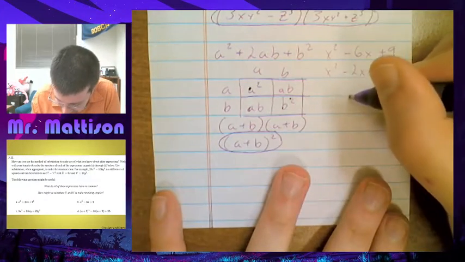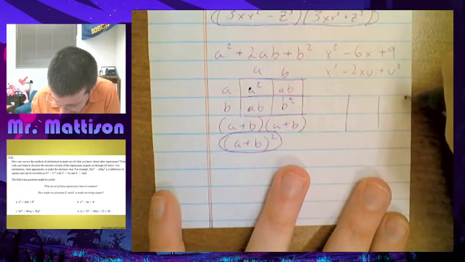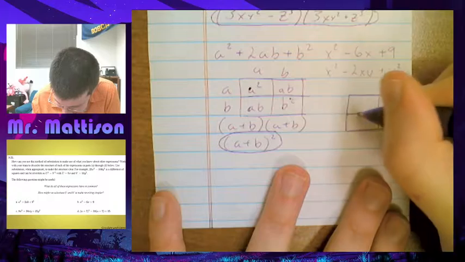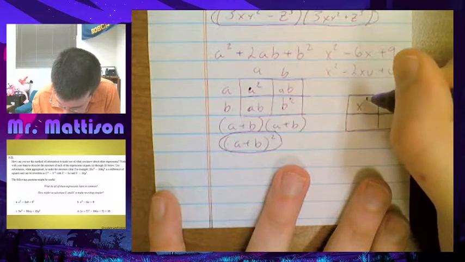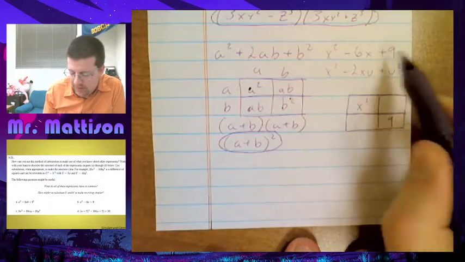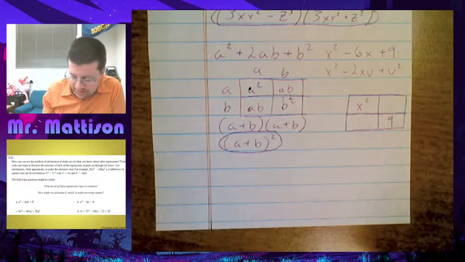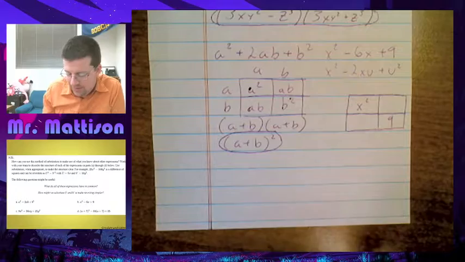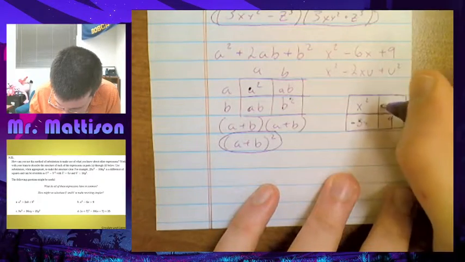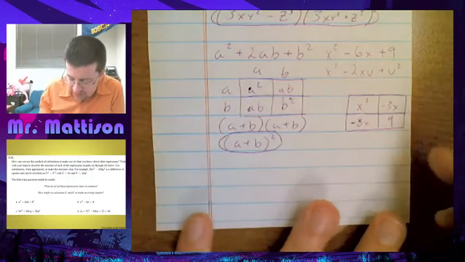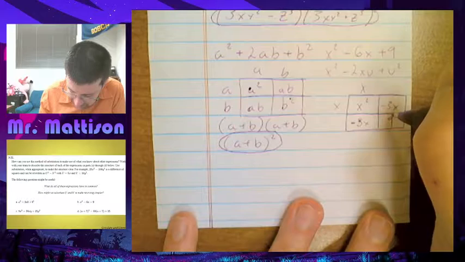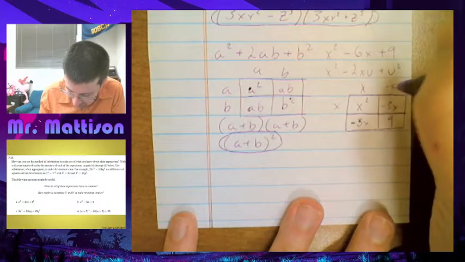So if I do my box for it, I'll have my x squared, I'll have my 9, and then I need to multiply it to be 9x squared and add to be a negative 6x. That's going to be minus 3x and minus 3x. So then if I factor out, I get x, and then this is 3, and then this is negative, so it needs to be a negative 3.